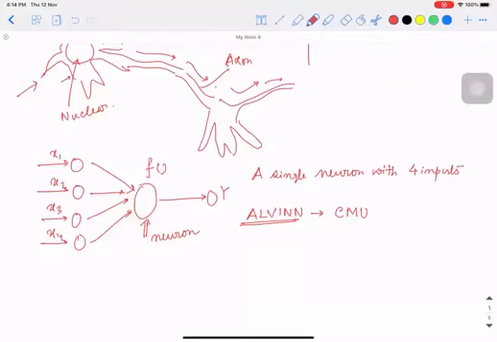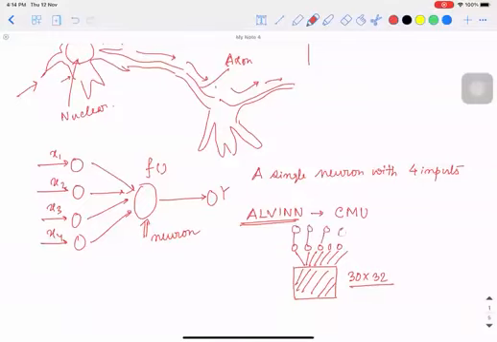In this Alvin method, you have an image, I think a 30 cross 32 input image, then some hidden representation, a hidden layer, and then the output. It's fully connected, and the output was, say, shift left or right, or move ahead. So 3 outputs, something like this.